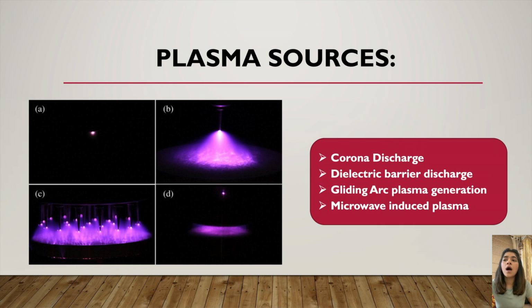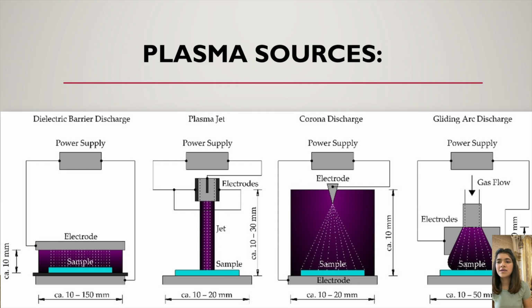Now, there are four types of plasma sources: firstly corona discharge, second dielectric barrier discharge, third gliding arc plasma generation, and fourth microwave-induced plasma. Here is the basic diagrammatic representation of all four. We will study each of them briefly now.